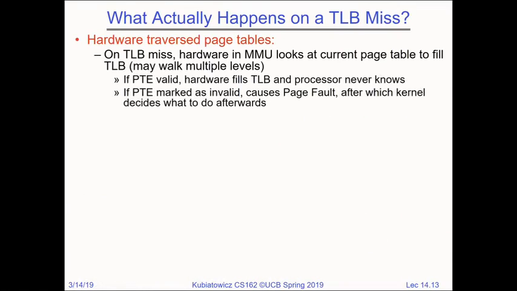So what actually happens on a TLB miss? I mentioned this last time a little bit. I thought I'd reiterate. If we have a TLB miss, that means that we're trying to do a translation that's not in our cache. What do we do? Well, in a hardware traversed page table, the hardware in the MMU just looks at the current page table and does a walk through the different pointers in that page table. Eventually it ends up with a page table entry. And if it's valid, or in Intel, what is valid? Present, yes. The hardware takes the PTE, puts it in the TLB, and the processor continues without ever knowing the difference.